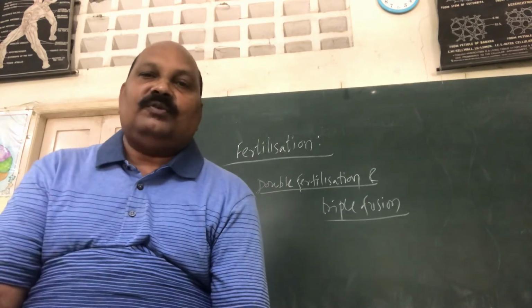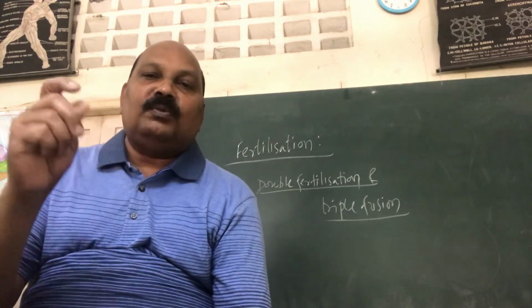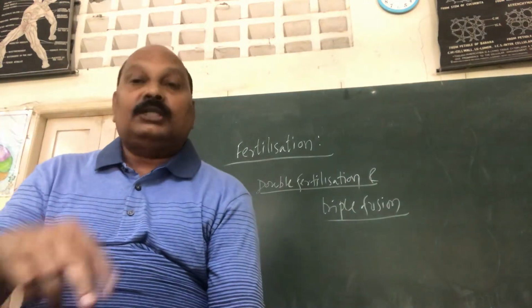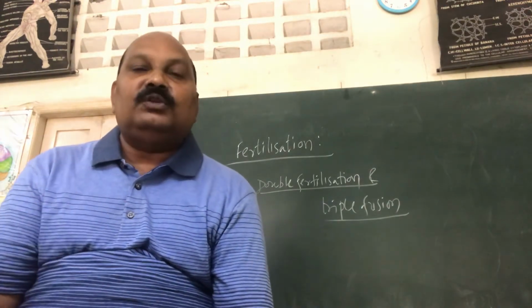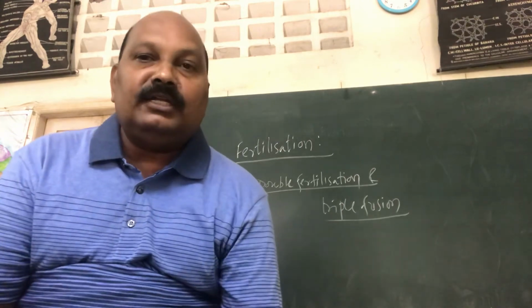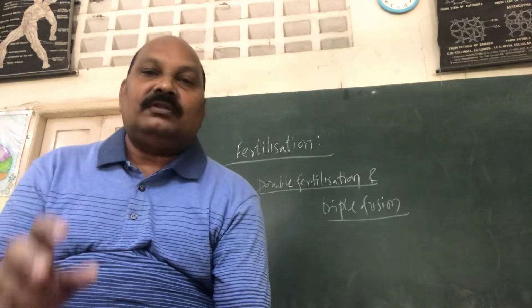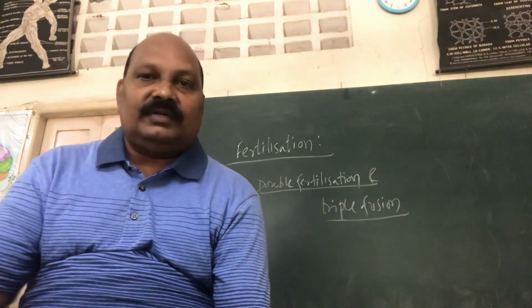Once the fusion is over, this is called the primary endosperm nucleus. Then it turns into the primary endosperm cell. Later on, this undergoes rapid division to form an enormous amount of endosperm. This endosperm is going to supply the nutrients for the growing zygote or embryo, whatever it is.